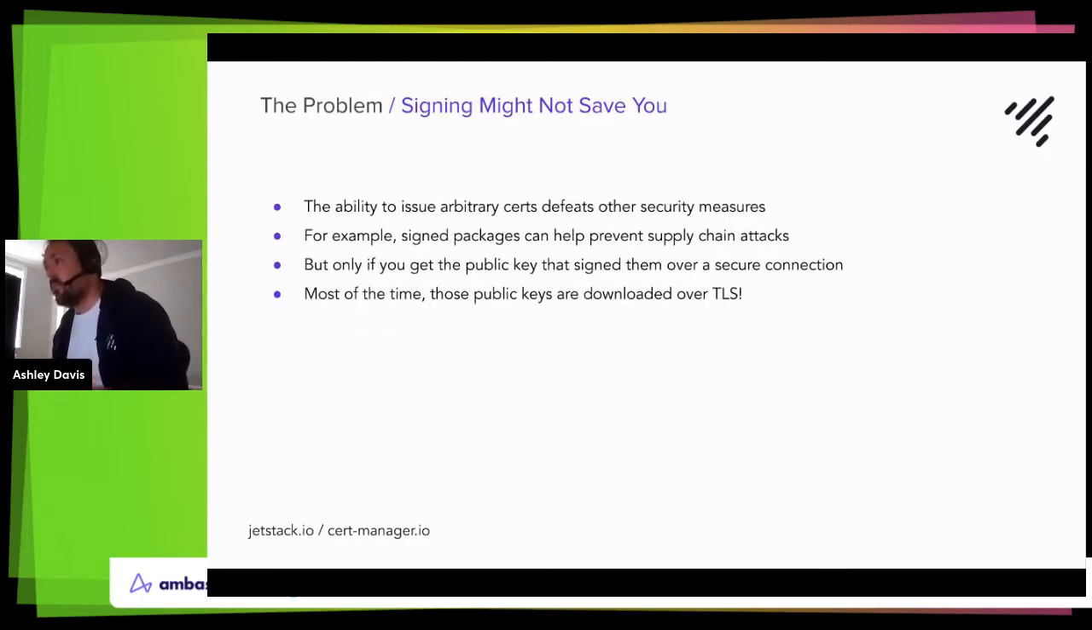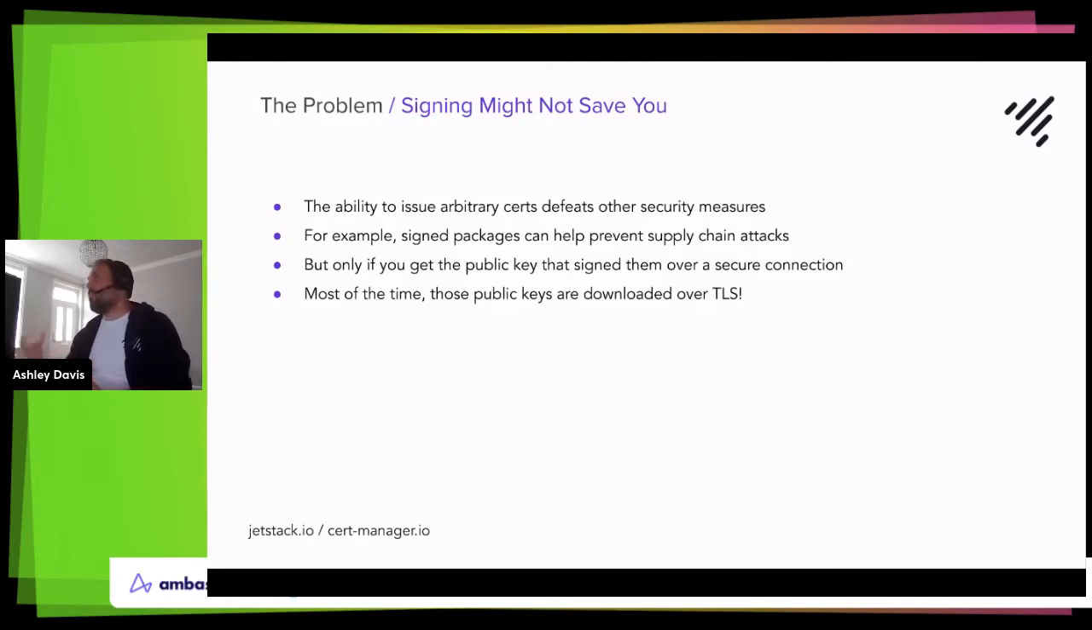Some people will look at code signing as a solution to this. We have code signing for the cert-manager containers that people install and run in their Kubernetes clusters. But that wouldn't save you in this case, because usually you're downloading the public key from a website using TLS. So if you can't trust TLS, you can't trust that you got the actual public key that you need to verify these packages that you're trying to install or download or whatever. That's obviously bad, right? There's nothing good there.